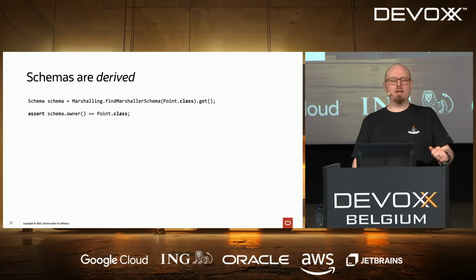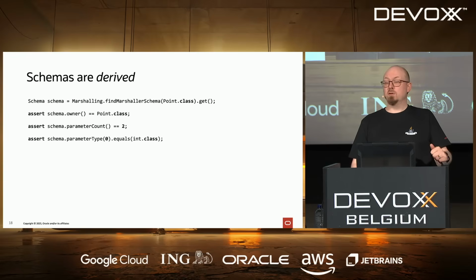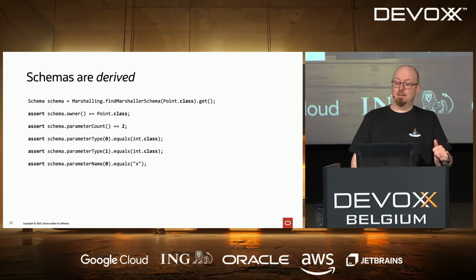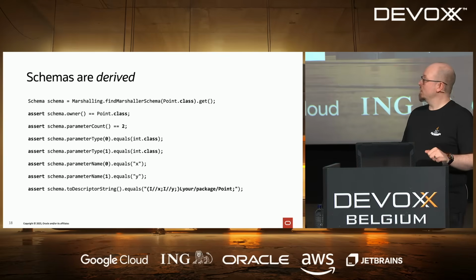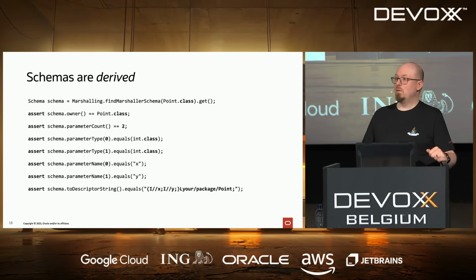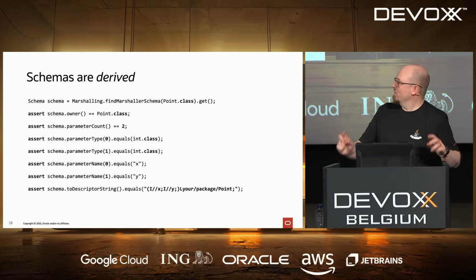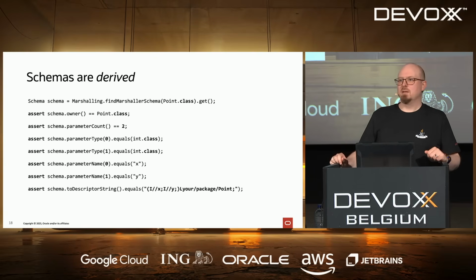Well, it includes the owner of the schema, which is the point class. It has two parameters. The first one is an int. The second one is an int. The first name is X, and the second one is Y. And then we have a nifty descriptor string, which also happens to be very amenable to including in bytecode as a constant. So there's a sort of unified format for representing those as strings, but it's not strictly that.